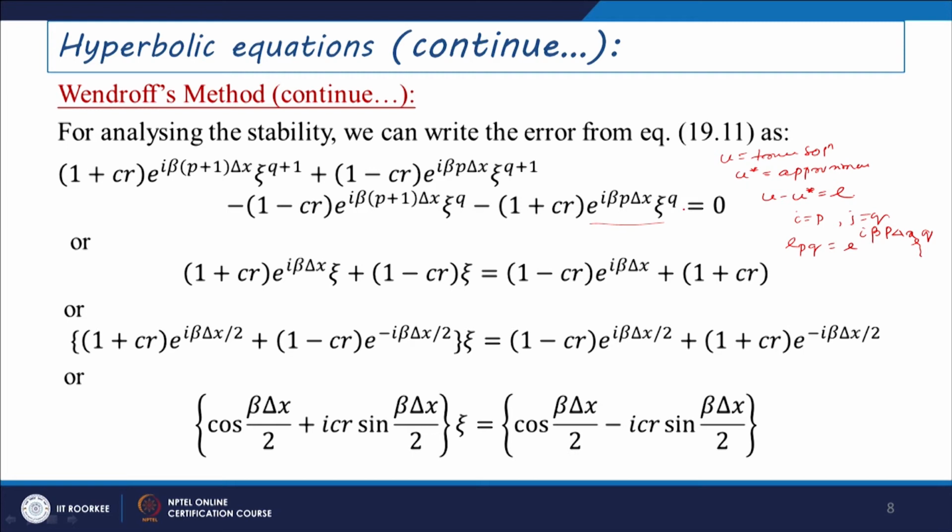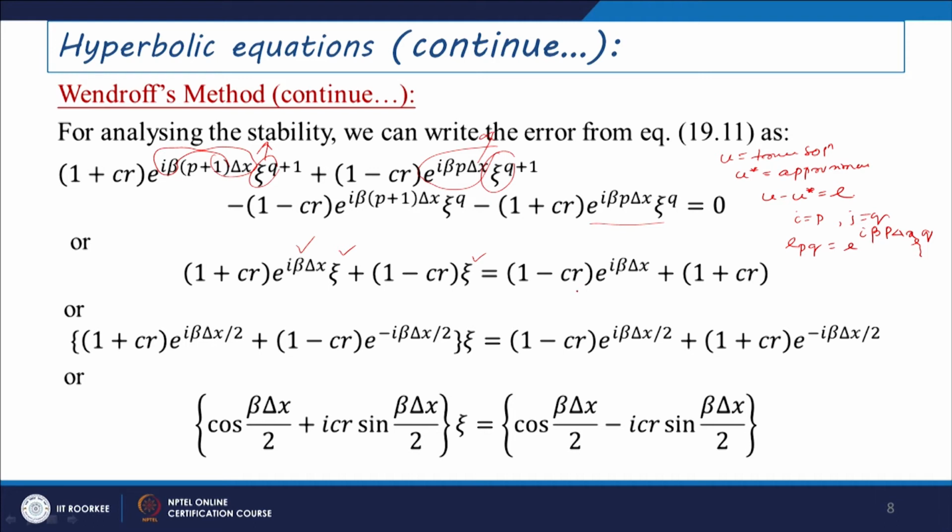So, the i j coefficient is there, so that is why it is written in this form. If you see here, we will have this common term in the form of e to the power I beta p delta x into zeta to the power q. So, if you cancel it out on both sides, we will have 1 plus CR e to the power I beta delta x. So, this term is there, and zeta to the power q has been taken common. So, zeta is still there. Then we will have 1 minus CR. So, zeta to the power q, I beta p delta x has been taken common. So, that is why we will have this term like zeta here.